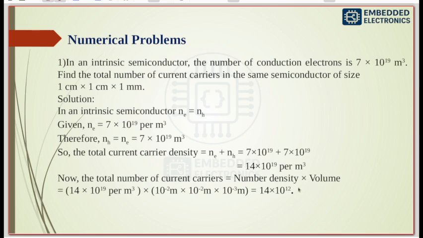Now you need to find the total current carrier density, that is equal to Ne plus NH. These both are the same, right? So add them. Here you take the common 10 to the power 19, then we get 7 plus 7, that is 14. So 14 into 10 to the power 19 per meter cube. Now we have the value of number density, and the volume is already given. Then multiply, and you will get the final answer.